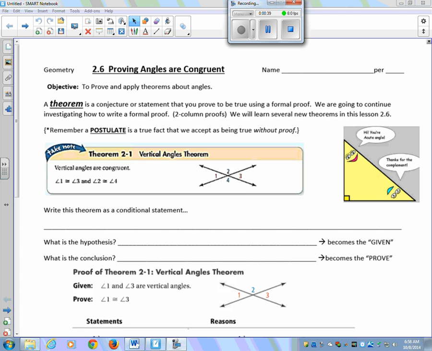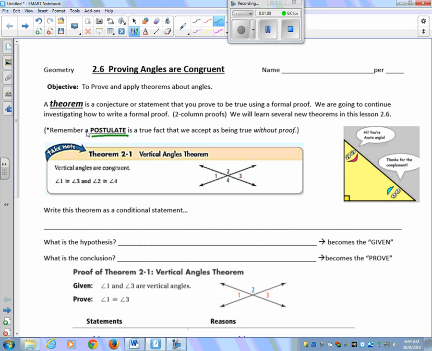So far we've learned what's called a postulate. Remember, a postulate is a true fact that we accept as being true without proof. So some postulates were like a linear pair will always be a pair of supplementary angles. Linear pairs are always supplementary. That was a postulate, the linear pair postulate, that we accept as being true without proving it.